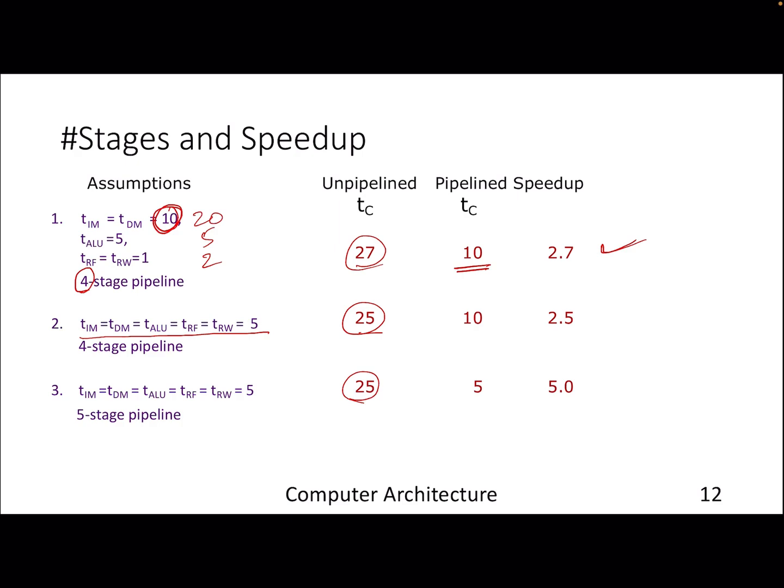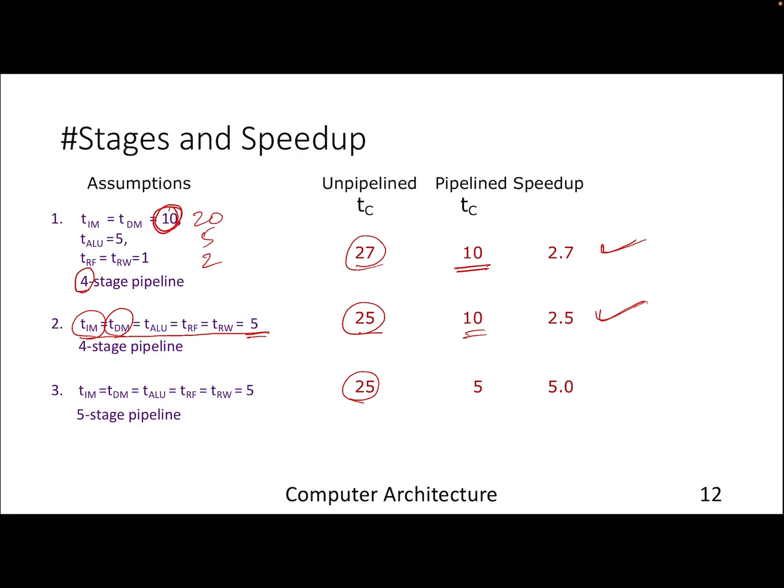If I have the same 4-stage pipeline, but now the data path length has been distributed, the delays have been distributed, especially the access to instruction memory and data memory, which have become 5 each. So 25 by 10 is 2.5, right? So our speed up is actually going down.